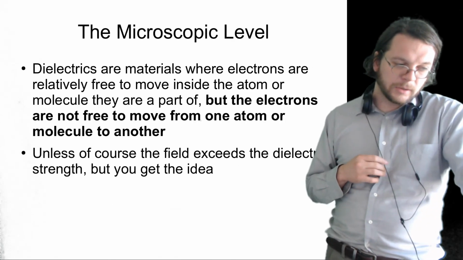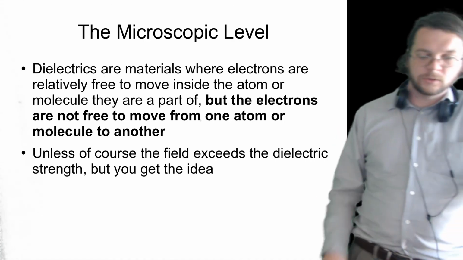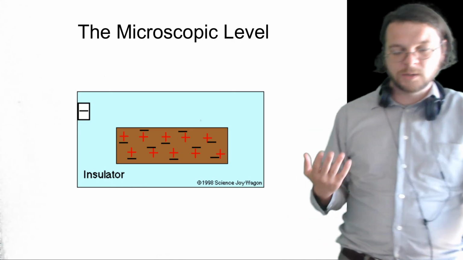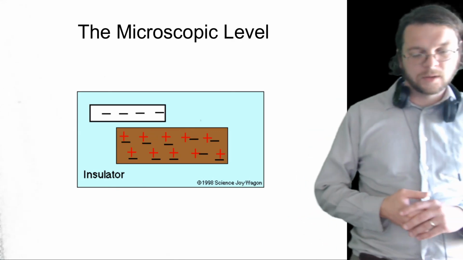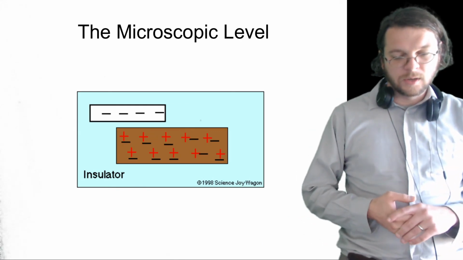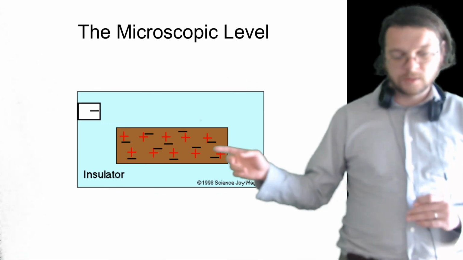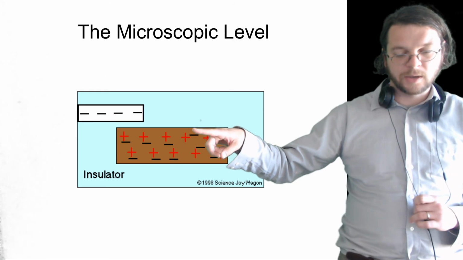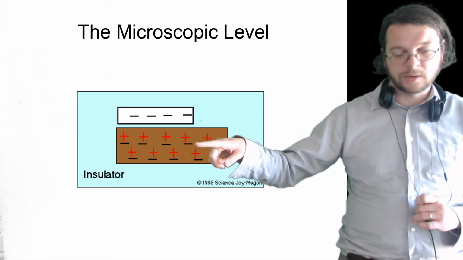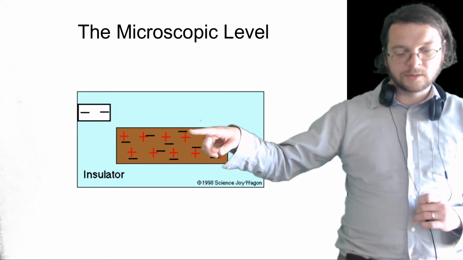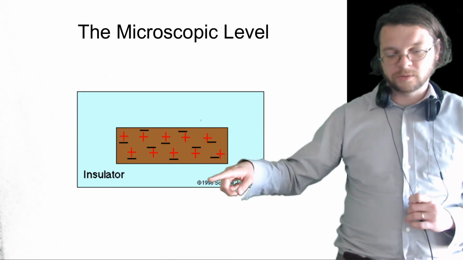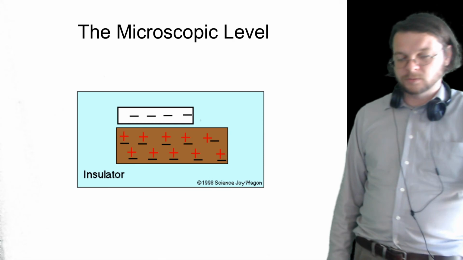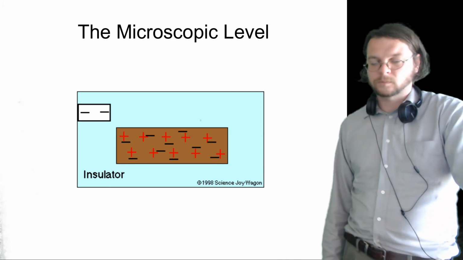Now, what exactly is happening on a microscopic level that allows this all to work when you're using a dielectric, and why does it only partially shield the electric field? This is an insulator, and the important thing in this animation is that the charges can go from one side of the atom to the other side and back, but the charge does not go all the way over here, for example. So on the microscopic level, this is what the electrons are doing.